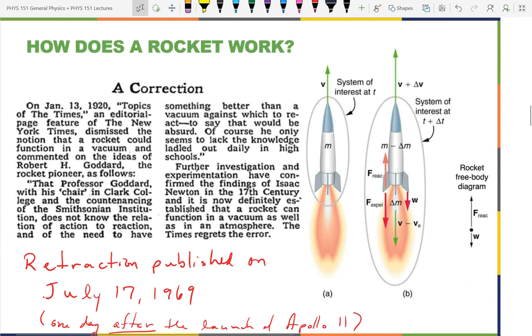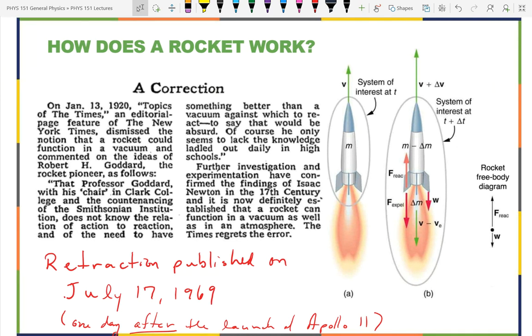Shifting gears completely. On January 13, there was an editorial written in the New York Times that said, and you can read the whole quote here, Professor Goddard, with his chair in Clark College and the countenancing of the Smithsonian Institution, does not know the relation of action to reaction. What is that? Action to reaction. What is he talking about? Newton's third law. He's saying Professor Goddard doesn't know Newton's third law, that if you're going to have something push on you, you have to push off of it. And so rockets can't work in space.